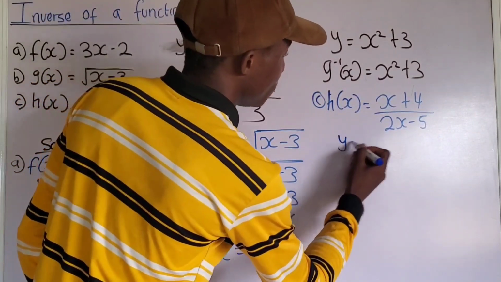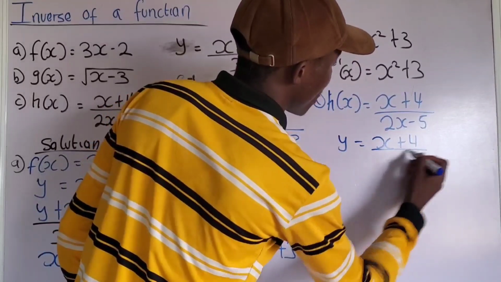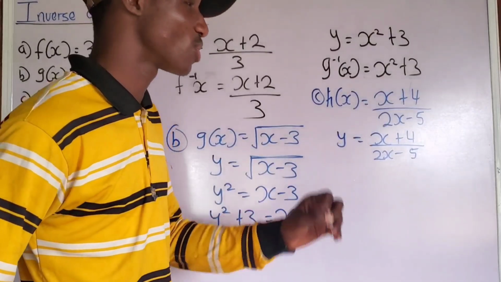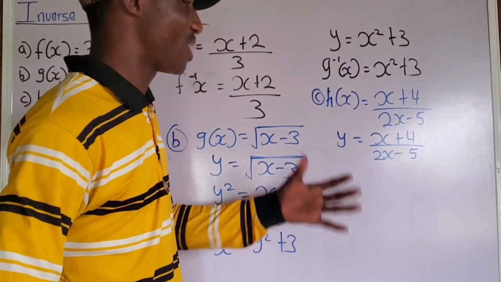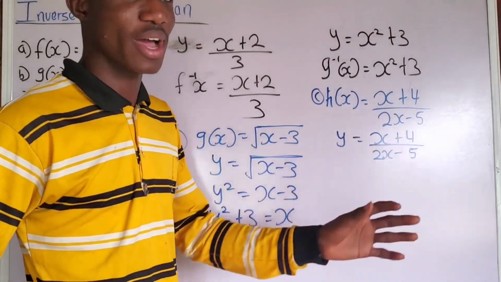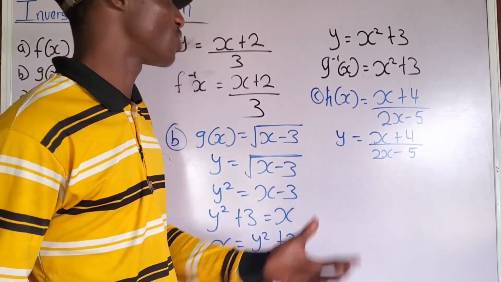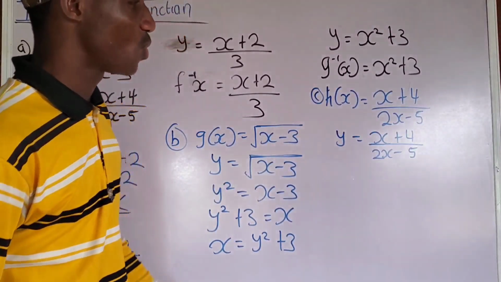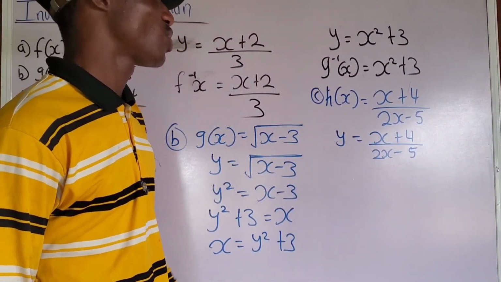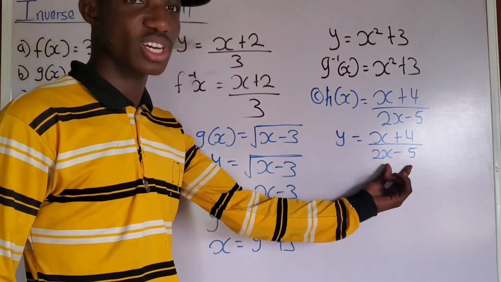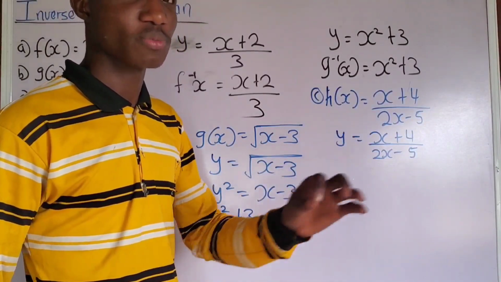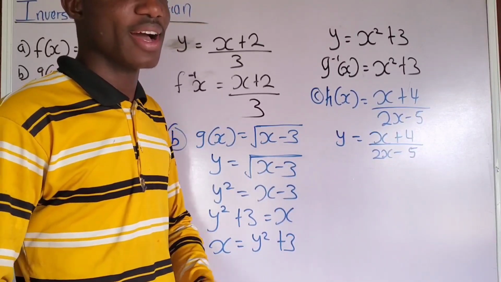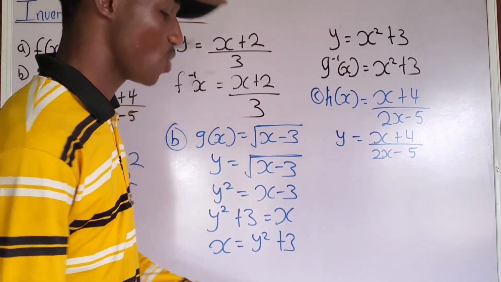Let y be equal to x plus 4 all over 2x minus 5. Now here I'm going to make x the subject of the relation. When I'm done, I'm going to interchange x as y and y as x. Then I'm going to put y as the inverse of h of x. So having set y equal to the function, you have to make x the subject of the relation, then interchange x as y and y as x. Let us proceed.